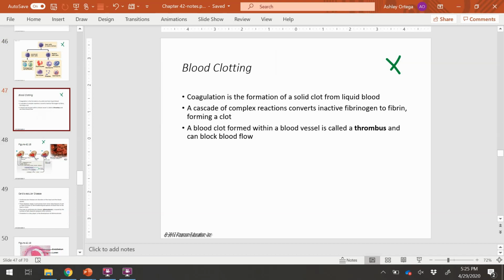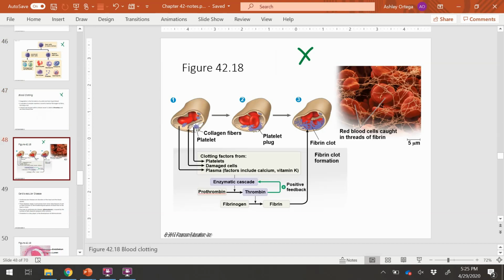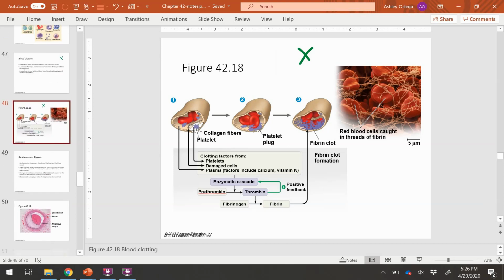This can form within a blood vessel, and that would be called a thrombus, and that can block blood flow, which is detrimental to the person, to the animal. So here you can see the collagen fibers and the platelet coming to the rescue of that damaged blood vessel wall. It plugs it up and forms a fibrin clot. And you can see the cascade of enzymes through positive feedback of how that happens.